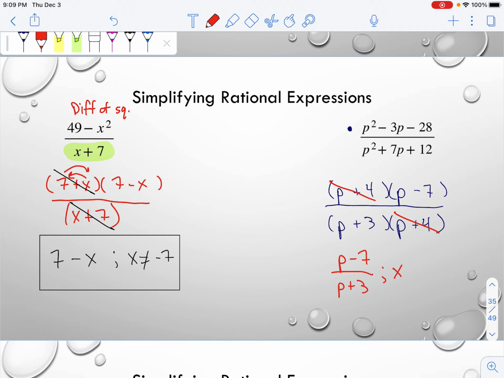However, x is not allowed to equal, I shouldn't say x, p is our variable. P is not allowed to equal -3 here or -4 here. Okay, so there's your final answer.